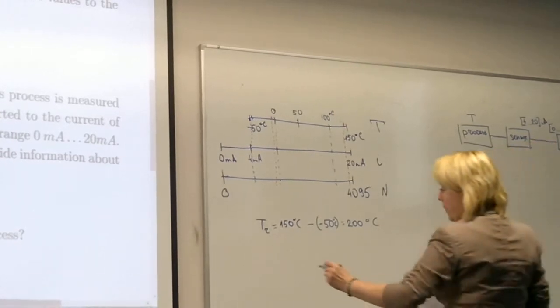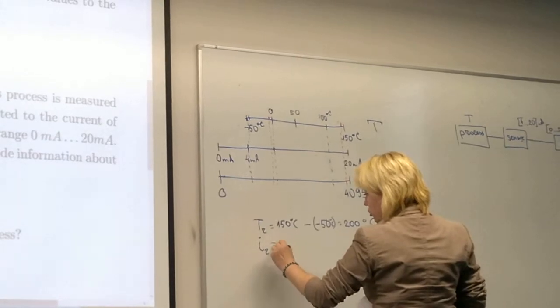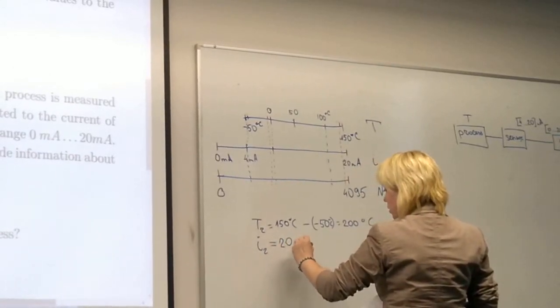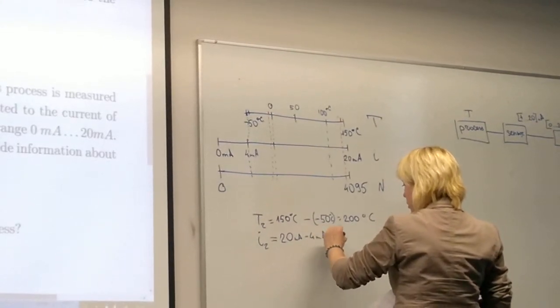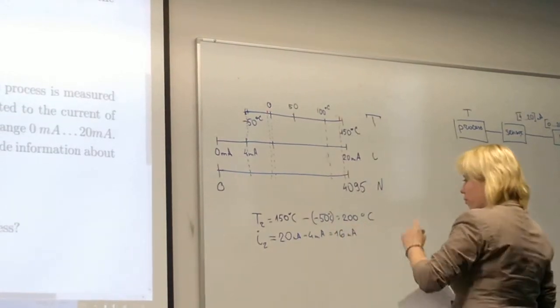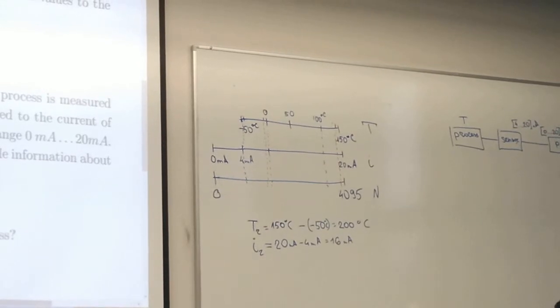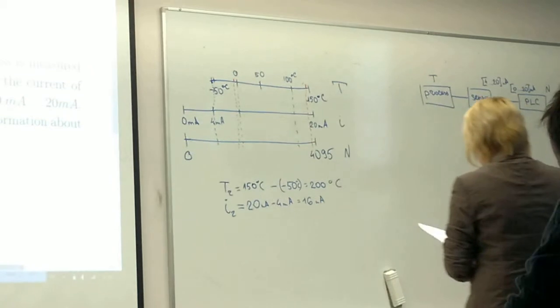Our current range is 20 milliamperes minus 4 milliamperes, equals 16 milliamperes. So please don't forget about that. But we have some shifts around 0.